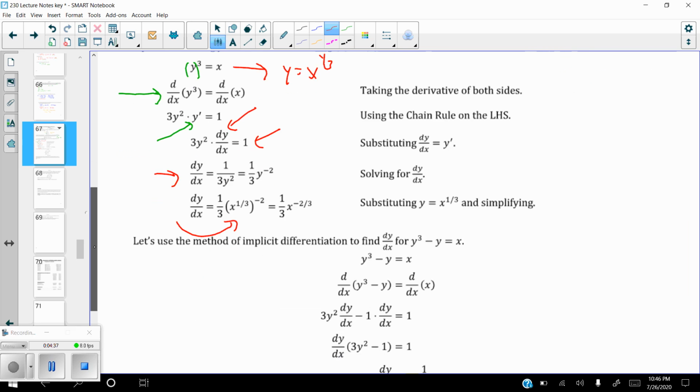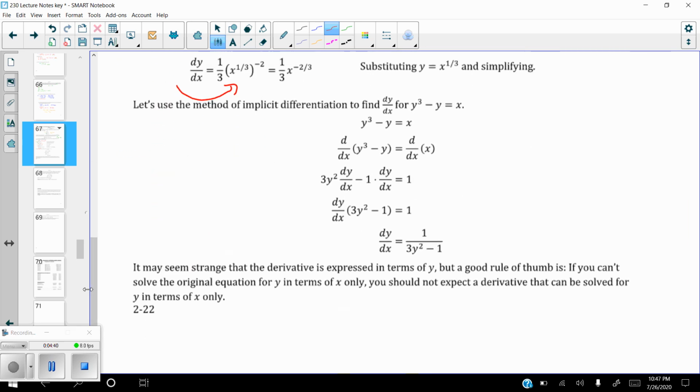All right, so let's go ahead and look at this example. Again, it's really not that difficult. Here's the idea. We're going to find dy dx for y cubed minus y equals x. You take the derivative on the left-hand side just as you would take the derivative of anything else, but just remember that because you're differentiating y, and y is a function of x, you have to take the derivative of the y part at the end as the chain rule and multiply it.